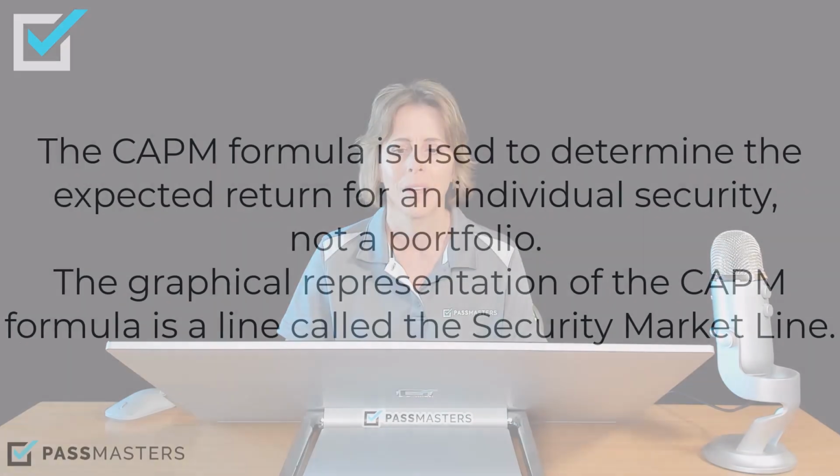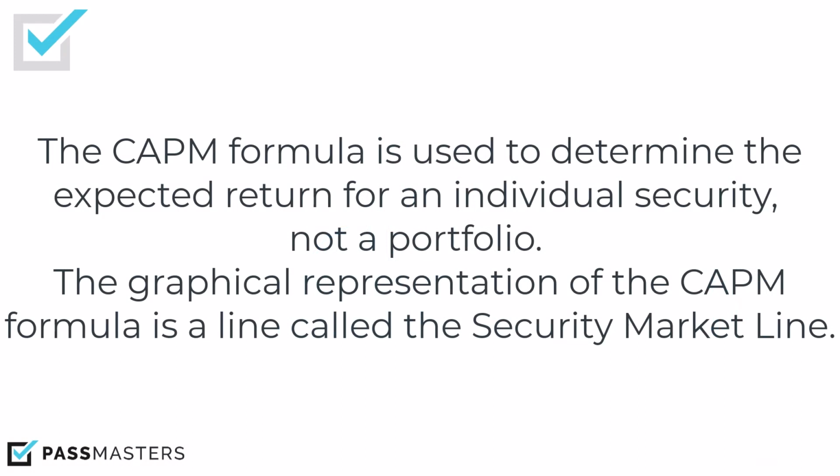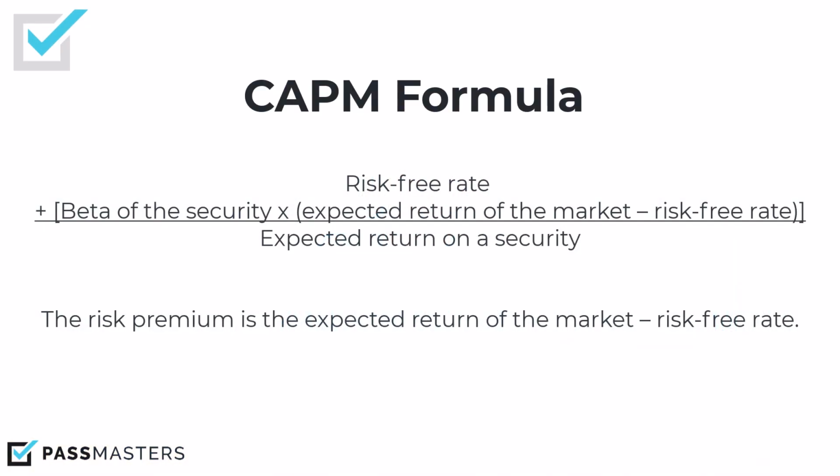The capital asset pricing model formula is used to determine the expected return for an individual security, not a portfolio. The graphical representation of the capital asset pricing model formula is a line called the security market line. So what is the capital asset pricing model formula? The expected return on a security is equal to the risk-free rate plus the beta of the security times the expected return on the market minus the risk-free rate.